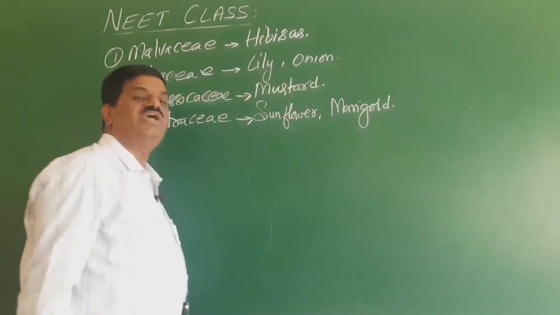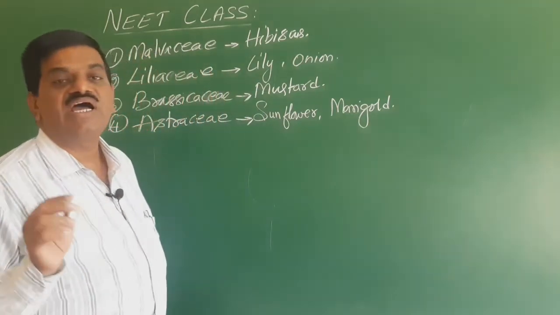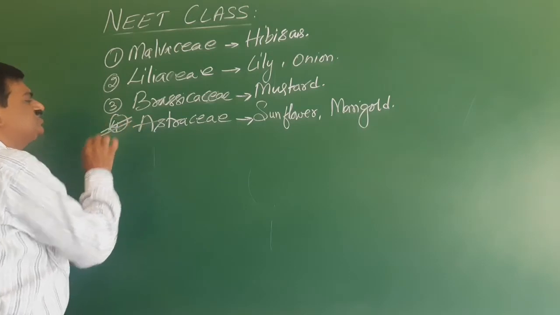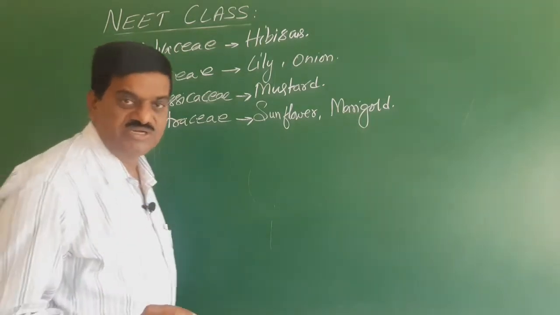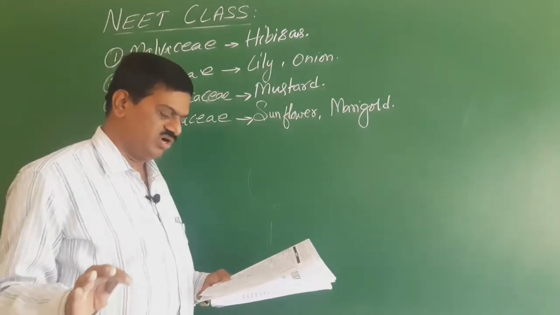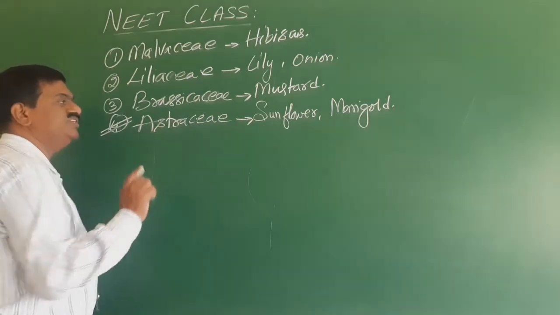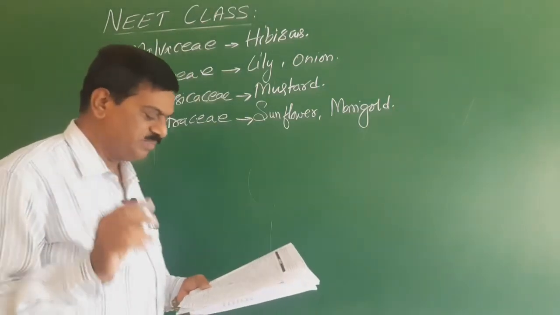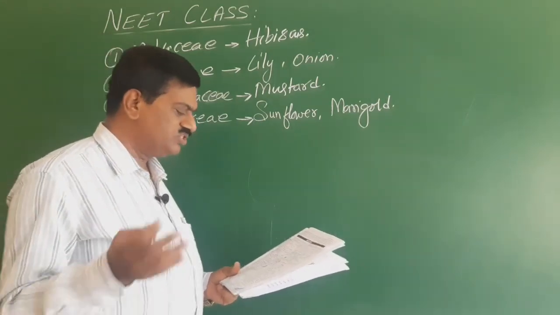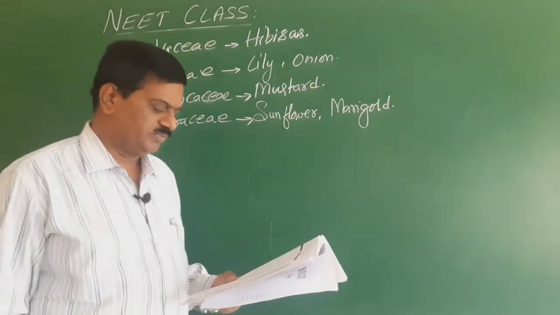So here the question is, which has the largest number of genera and species? The largest genera and species are present in Asteraceae. So this is the right answer. The first, Malvaceae, is not the answer, Liliaceae and Brassicaceae are not the answer. So Asteraceae is the right option, where there is the presence of plenty of different species like sunflower, marigold, all these are examples for this. So we go for the next one.